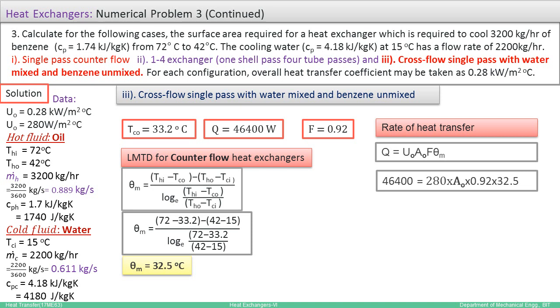And we are using this value of F as 0.92 here, and we can obtain this A naught for cross flow as 5.54 meter square degree Celsius. So you can observe the change in the value of A naught for each case and draw conclusions from it.